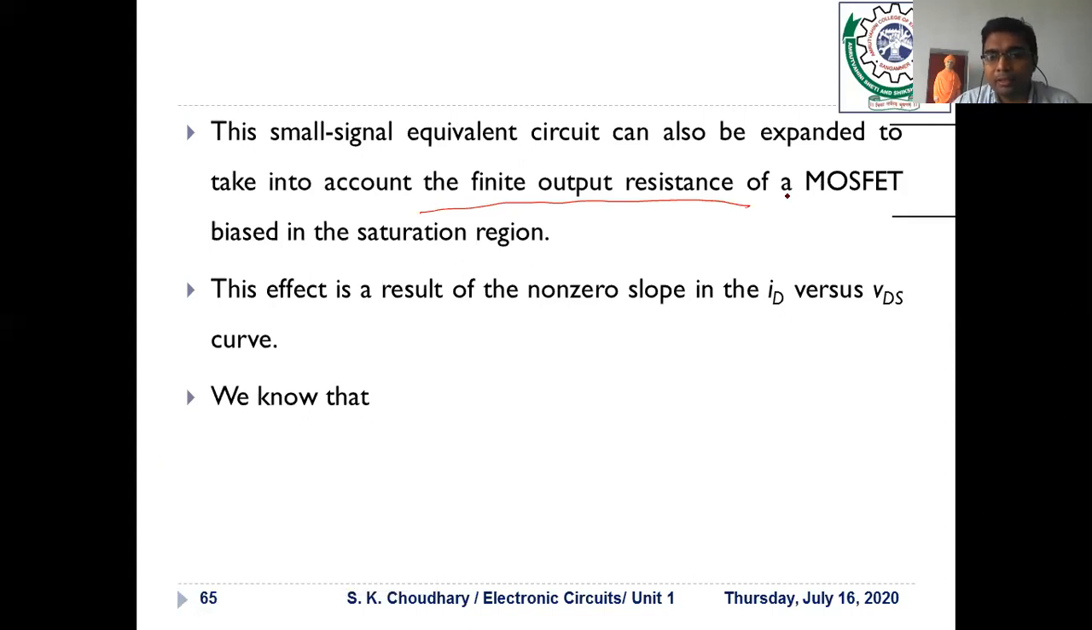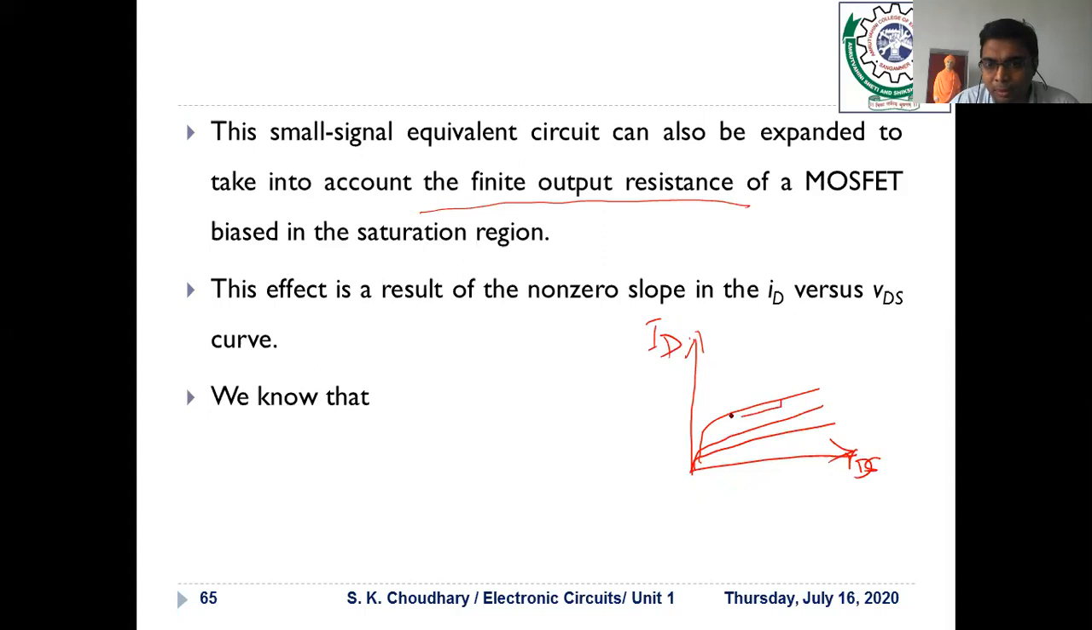Ideally, if you remember the ID versus VDS curve, it would be like this. I'm just drawing it roughly here. This is the VDS and this is your ID. Ideally we draw a flat curve, but practically there is some slope existing.